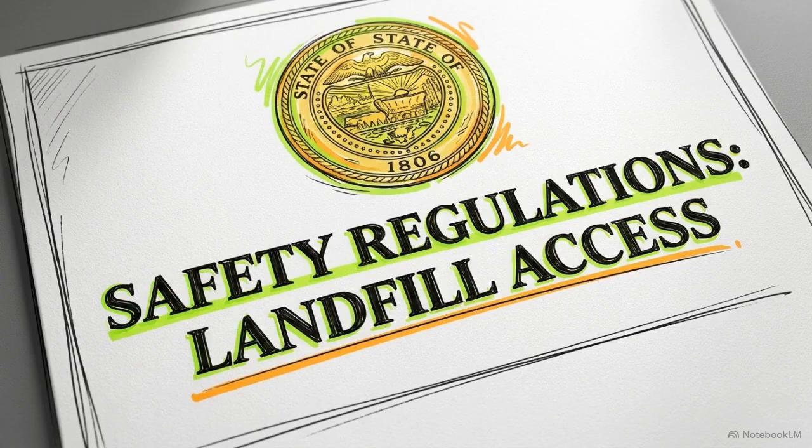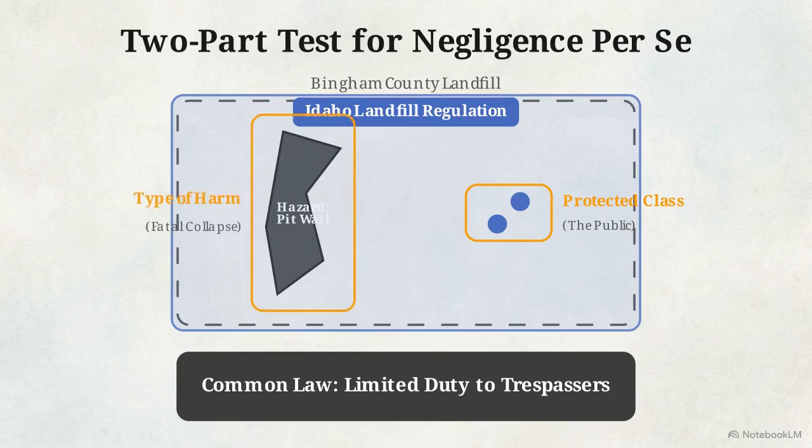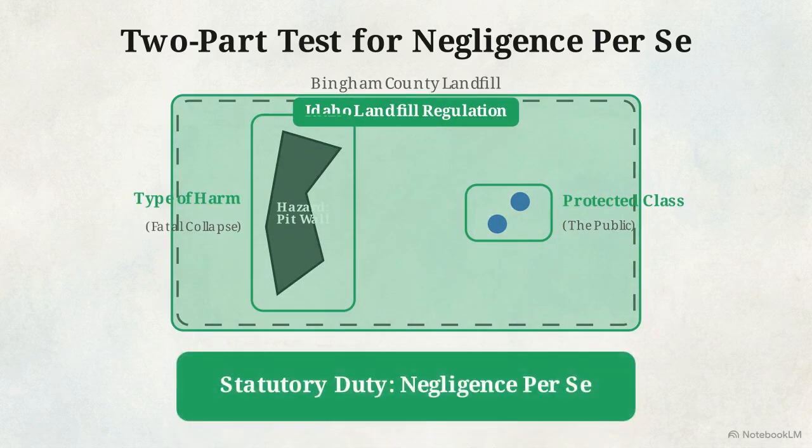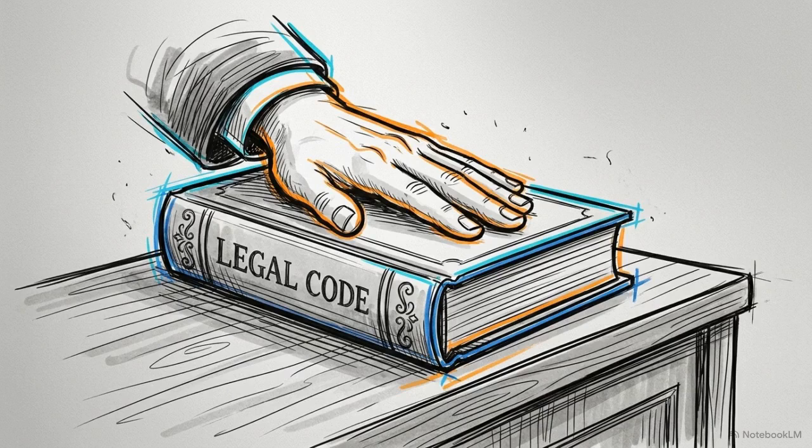However, state safety regulations legally required the county to block access to the landfill to protect the public from hazardous conditions. Applying the 2-part test, the court found that the children were part of the protected class of the public, and the fatal collapse was exactly the harm the fencing regulations sought to prevent. This demonstrates the supplantation principle. When the statutory test is satisfied, the new duty completely erases traditional common law status rules. The county's conduct was judged solely against the regulation, rendering the children's status as trespassers legally irrelevant.